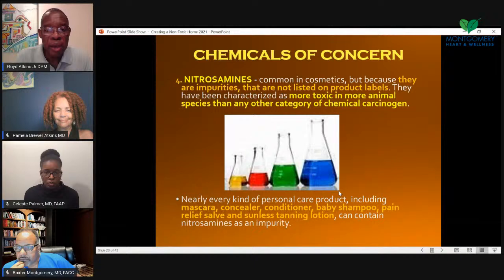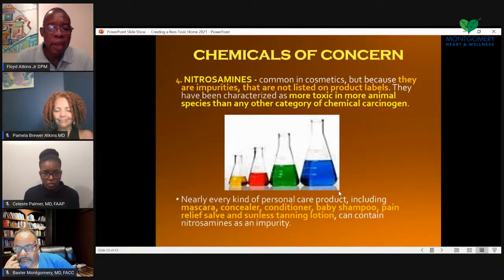Nitrosamines, we talked about this earlier. Nitrosamines are a group of compounds. They're usually byproducts of chemicals that are put together to make up a cosmetic or a lotion. When you put several chemicals together, they have byproducts, and nitrosamine is one of the number one byproducts we see.